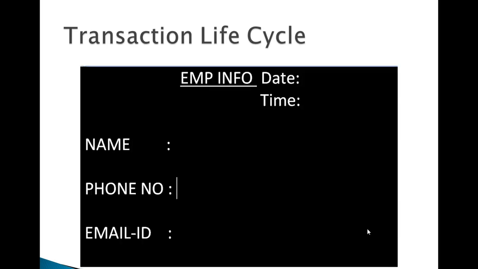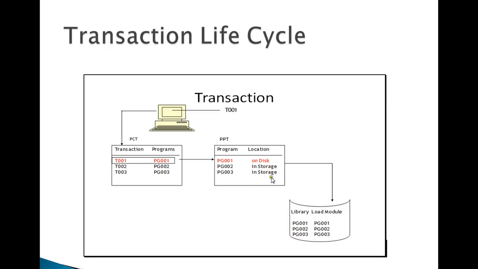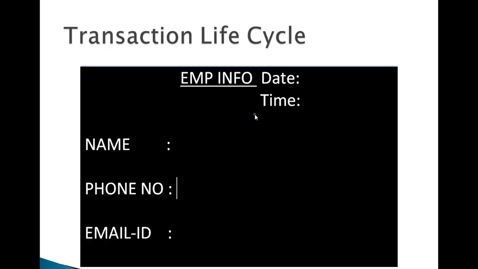For example, consider that this is your map that has been displayed onto the screen. It has employee info, name and fields, all these things. So what you do here is, initially you will be entering the transaction, and after entering the transaction it checks various checkpoints. After checking, your map will be displayed onto the screen.